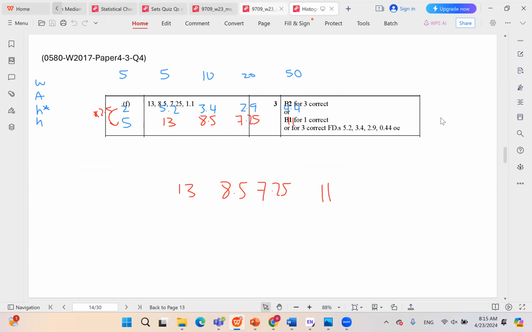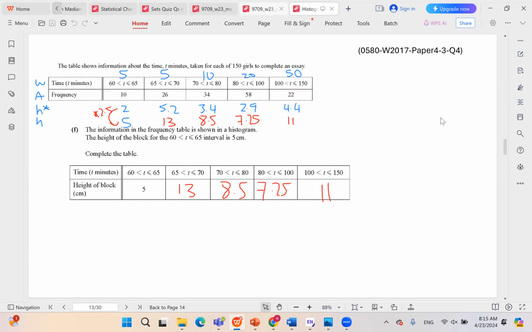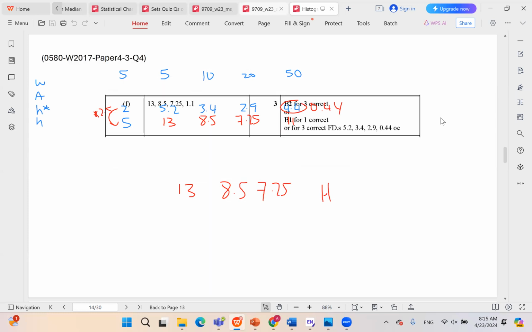I seem to have made a small mistake. So let me just go back. So it's 22 divided by 50, which was supposed to be 0.44. So I just made a small mistake here. This is supposed to be 0.44. So this here was supposed to be 1.1, not 11, rather 1.1. This is just a small decimal mistake, but it's the same exact concept. So 1.1 is the correct answer here.